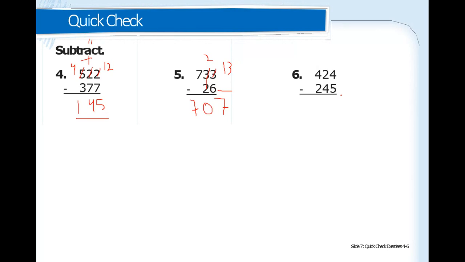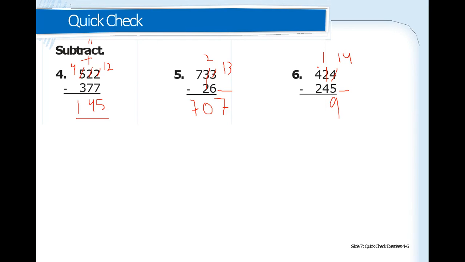Question number 6. 424 minus 245. We have more on the floor. We need to regroup. We're going to cross 2 to become 1 and 4 to become 14. 14 minus 5 equals 9. 1 minus 4, it's not going to work.